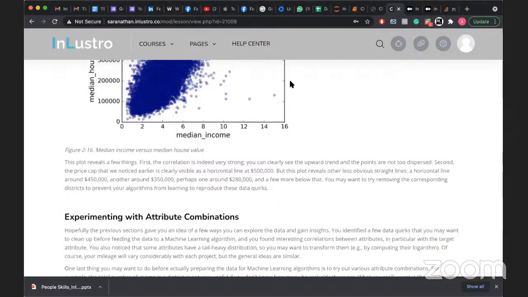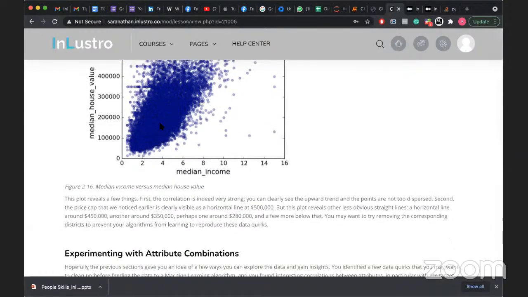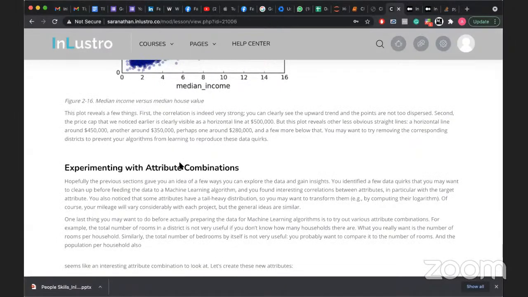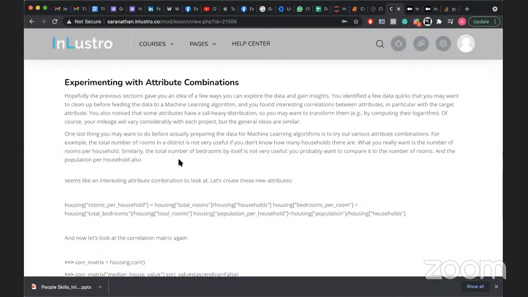And likewise, there is one other, less obvious straight line, a horizontal line around 450,000. You can see one here and one around 350,000, right? You also see one around 280,000. So there are some kinds of lines that you observe here and there as well, right? You may want to try removing the corresponding districts to prevent your algorithms from reproducing these data quirks, right?